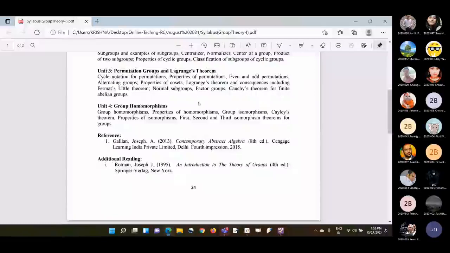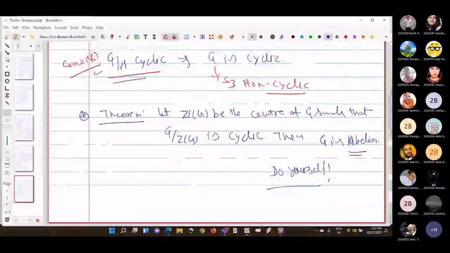Okay. So you can try out this one. And this result you can also try out, and if someone of you is able to solve or prove it, you can scan it and send it directly to me on WhatsApp. Okay, I will check and then let you know.